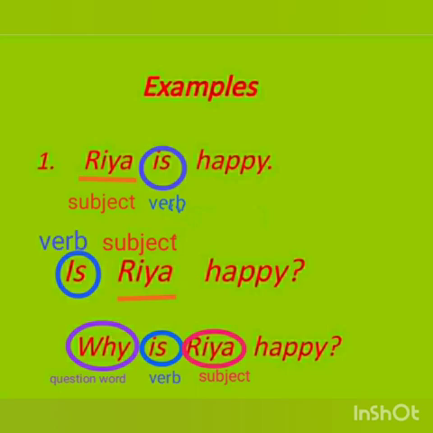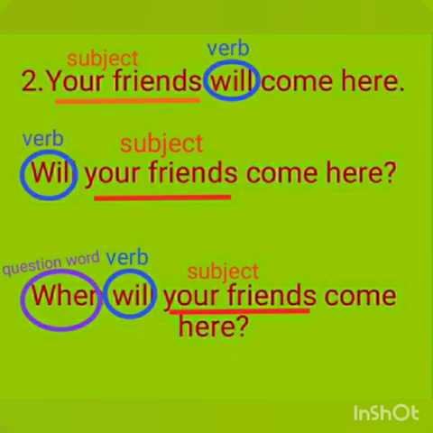Is Ria happy? This question can be answered in yes or no. Now to change this question into an informative question, we will take a question word and place it before the verb. Why is Ria happy? This question needs information in its answer. It can't be answered in yes or no. Now we will take another example.